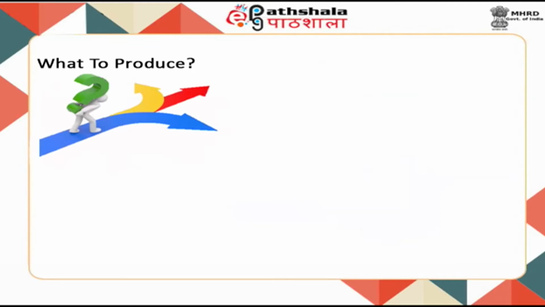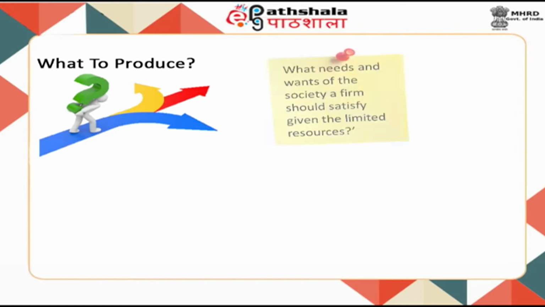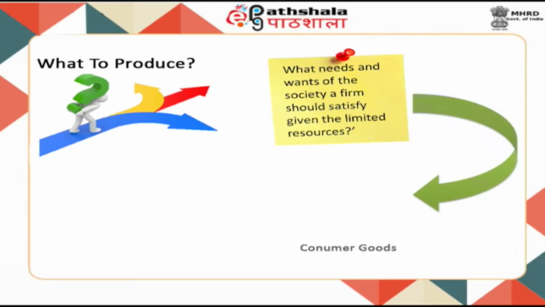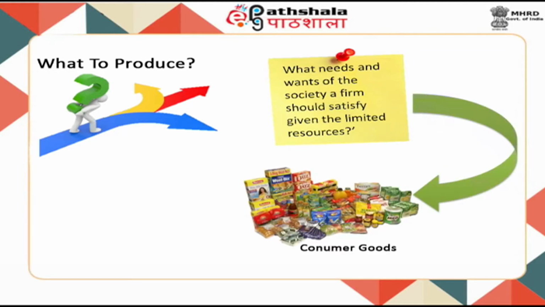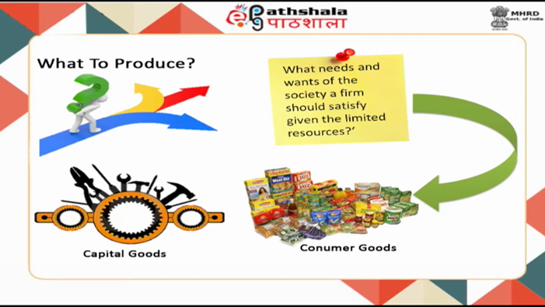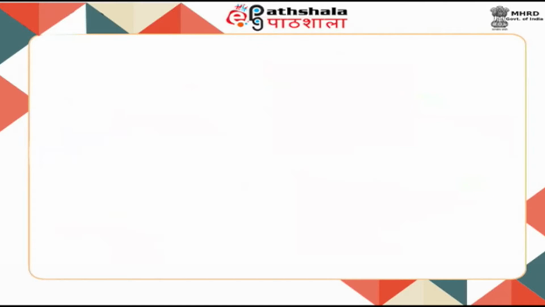What to produce? In microeconomics, we study the problems of choice. The first choice that a firm needs to answer is what needs and wants of the society it should satisfy given the limited resources. It can choose either to produce consumer goods like food, clothing, etc., or produce capital goods like machinery, tools, equipment, etc. This choice is made with the help of the price of each commodity with respect to the other.